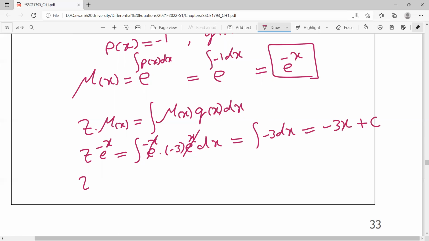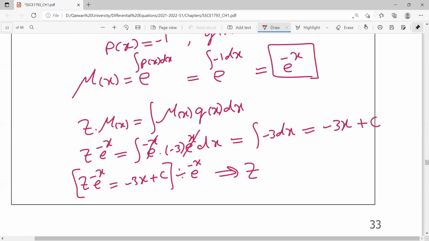That means z e to the power minus x equals -3x plus c. To find z, we divide both sides by e to the power minus x. Here we divide both sides by mu.